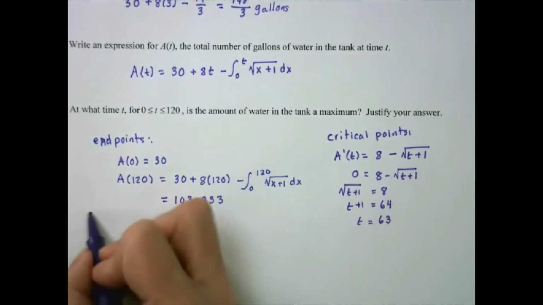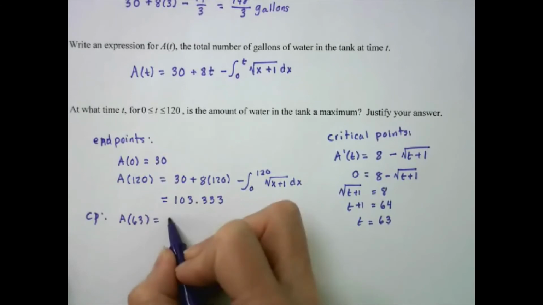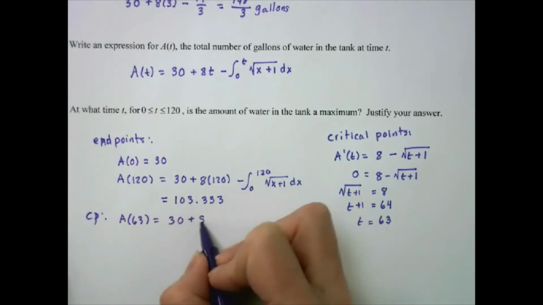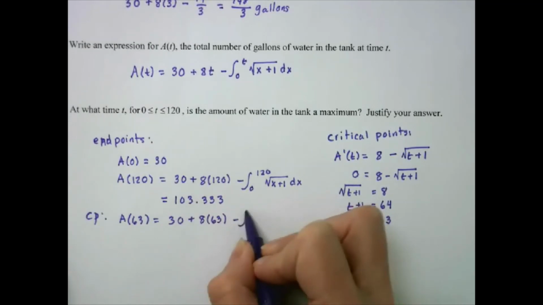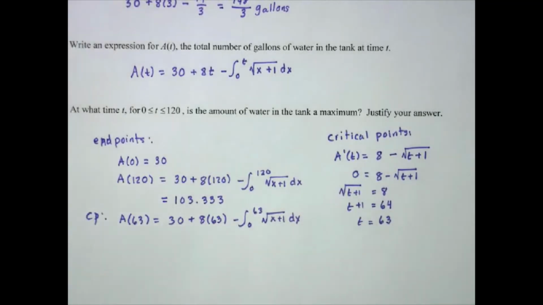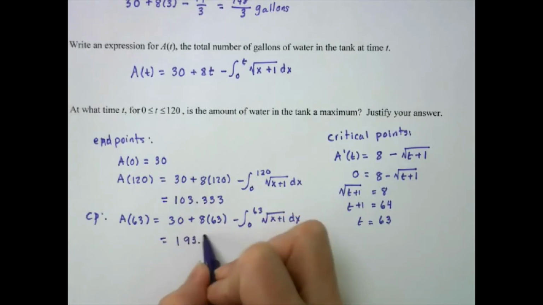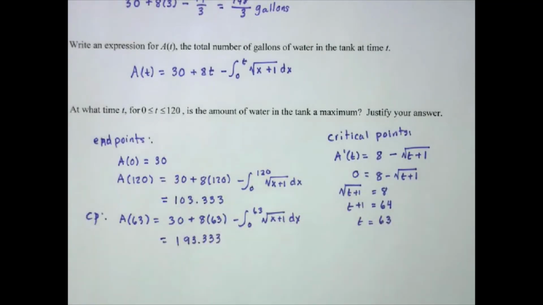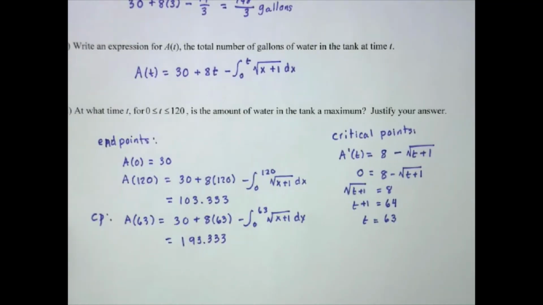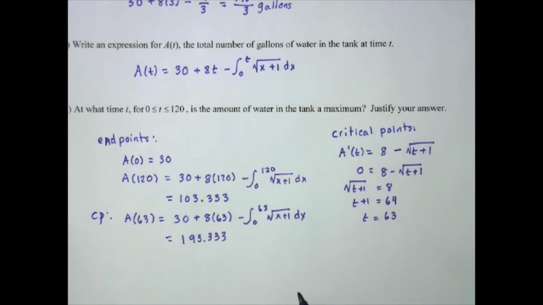Okay, so our last one, we're going to figure out A of 63. So that's going to be 30 plus 8 times 63 minus the integral from 0 to 63. When we type this all in, you get 193.333. Okay, so that's our winner. And you can do this all in a chart, just as long as it's organized and you've shown that you've evaluated at the endpoints and evaluated at the critical points. The justifying is all of that.